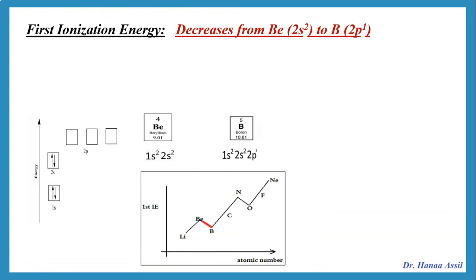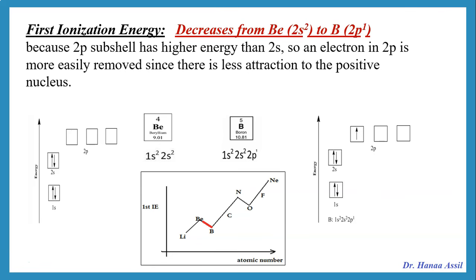Now boron has 5 electrons, so the electron I'm removing is from the 2p. And you should know that the 2p sublevel is higher than the 2s. Higher means further away from the positive nucleus. So the 2p sublevel has higher energy than the 2s. An electron in the 2p is more easily removed since there are less attraction forces to the positive nucleus. Remember, the electron further away from the nucleus, less attraction forces to the nucleus, and therefore more easily removed. So boron has lower first ionization energy than beryllium.